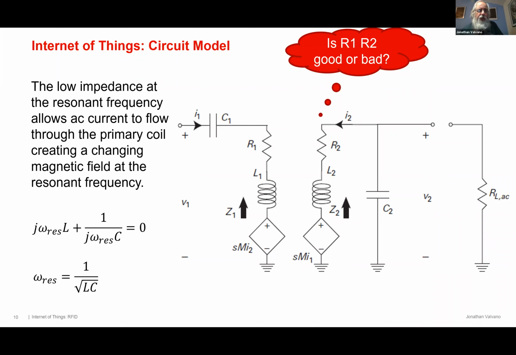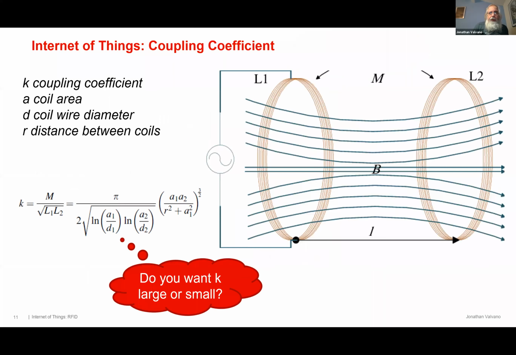Right? So the idea, we're going to tune both of these coils to maximize the current. Now we can't make it infinite, but we can get it large. Of course, we have to deliver it. Okay, so we talked about the L's and the resonance. Now we'll talk about the coupling coefficient.